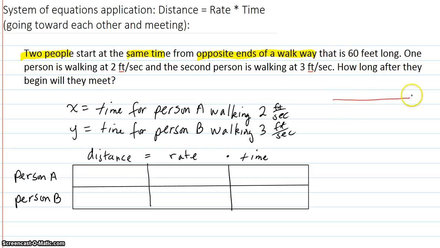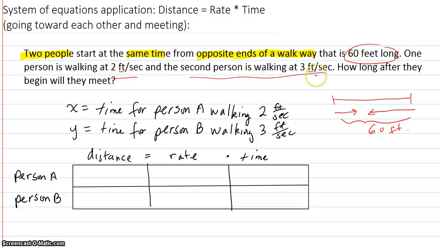Here's the walkway, and I think they're walking toward each other because it says the walkway is 60 feet long. 60 feet. One person is walking at 2 feet per second, and the second person is walking at 3 feet per second. How long after they begin will they meet?